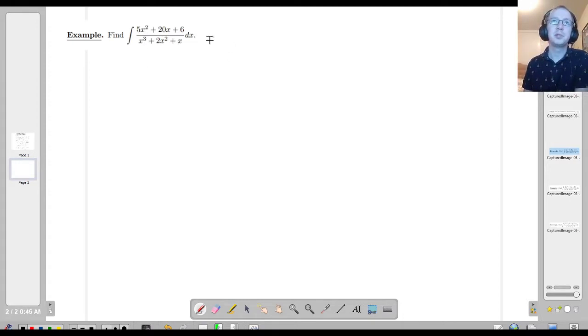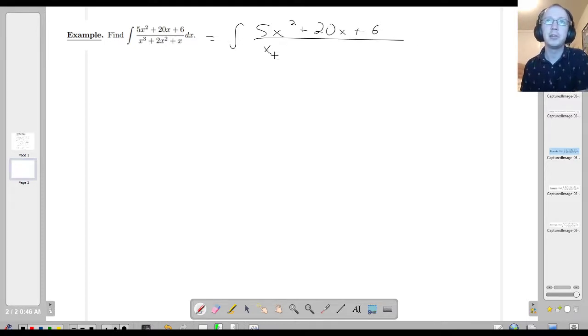Step 2, I'm supposed to factor the bottom. So let's go ahead and factor the bottom here. I'm going to leave the top alone. But for the bottom, I can factor out an x. And in fact, I could factor this even better. X squared plus 2x plus 1, that's just x plus 1 times x plus 1. Okay, so the bottom we could definitely factor out.